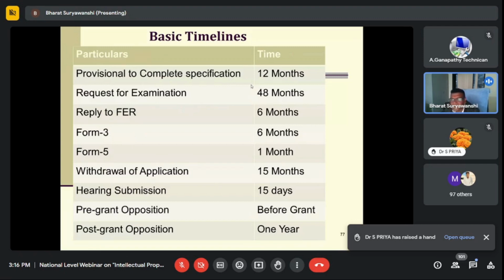There are some timelines. You have to convert a provisional to complete within 12 months. Request for examination within 48 months. Reply to the examination report within 6 months, or you can take an extra 3 months. Again, Form 5 within a month. Withdrawal, if you want to withdraw the application, within 15 months. Pre-grant opposition, before the grant, anyone can file. Post-grant, within 1 year from the date of publication.